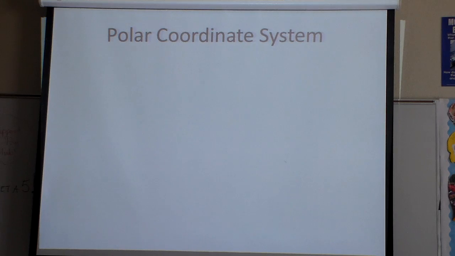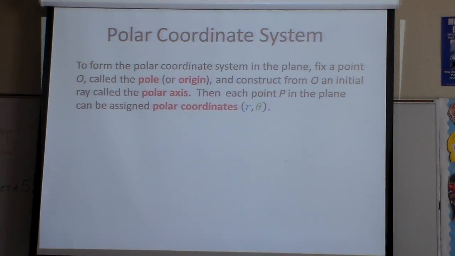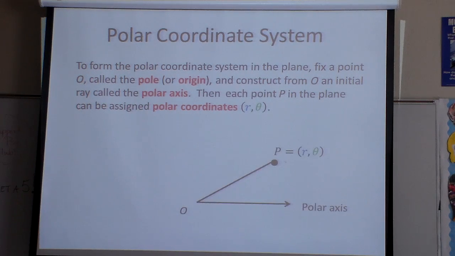But the polar coordinate system: to form the polar coordinate system in the plane, fix a point O called the pole or the origin. O will be the origin. And construct from O an initial ray called the polar axis. Then each point P in the plane can be assigned polar coordinates (r, theta). r will be the radius and theta will be the angle.